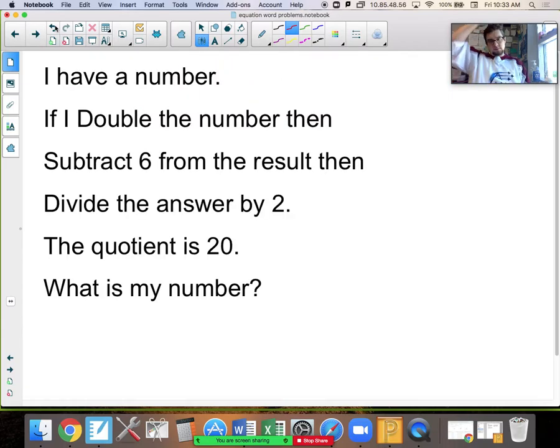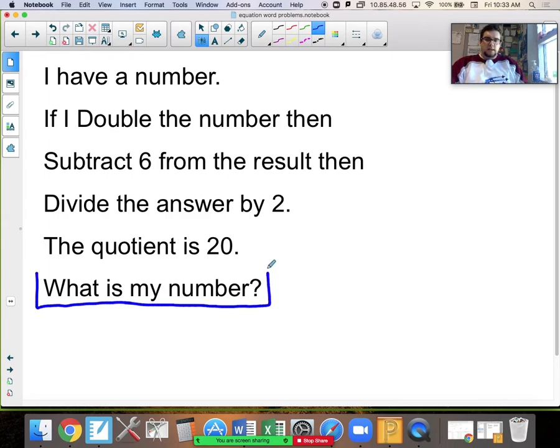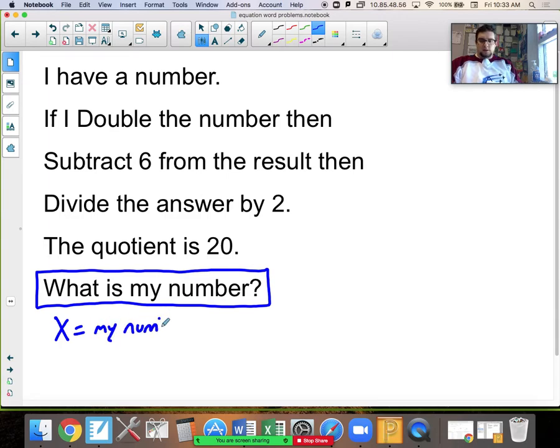So we look at this first one. I have a number. If I double the number, then subtract 6 from the result, then divide the answer by 2, the quotient is 20. The best part about defining the variable, it's always going to be related to this very last sentence. So whatever this last sentence is, it's basically going to tell us what our variable needs to be when we define it. So what are we trying to define? X is going to be my number. Feels strange to define this one because x is a variable and basically just represents a number. But in the context of the story, it's this number here.